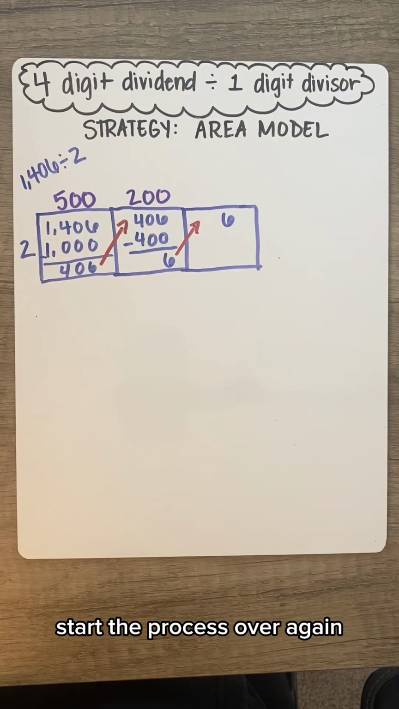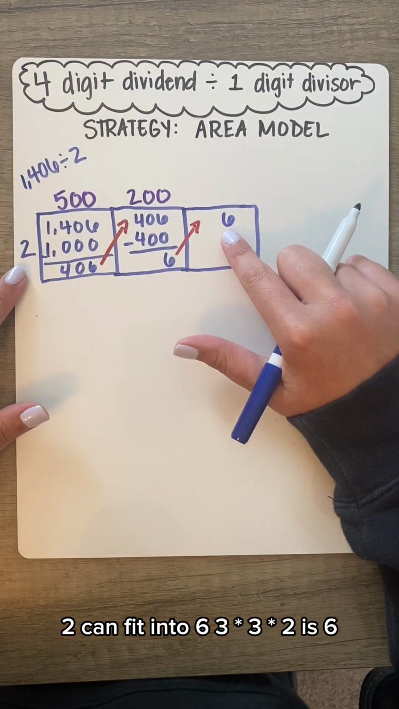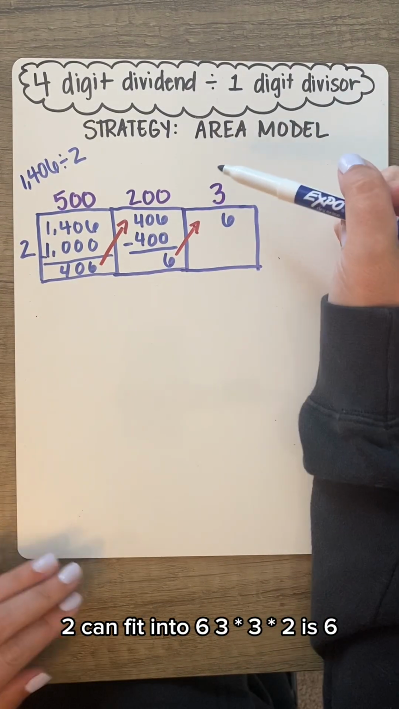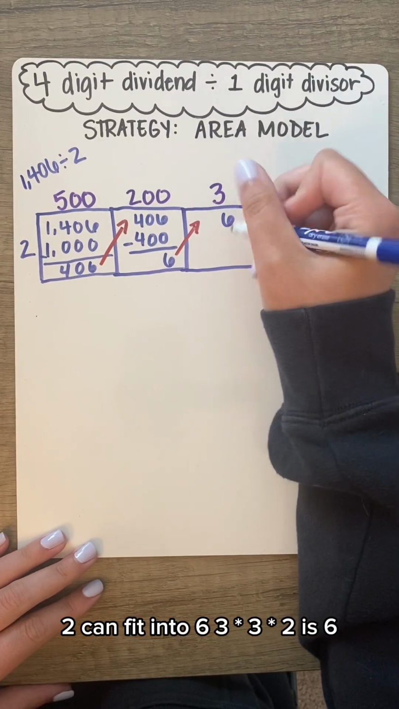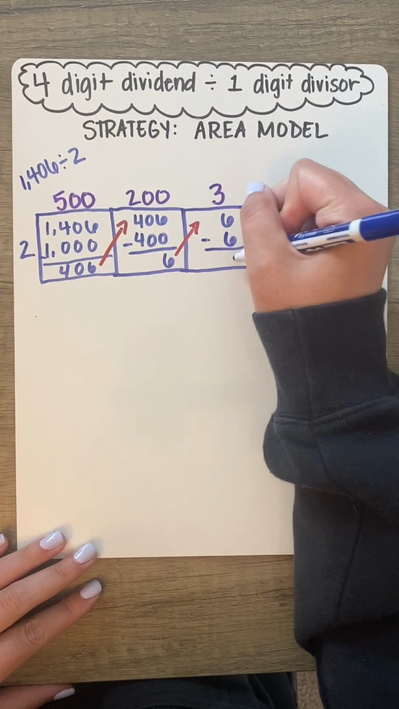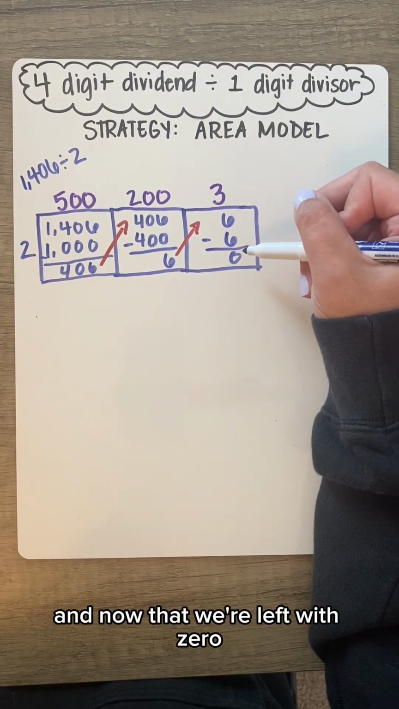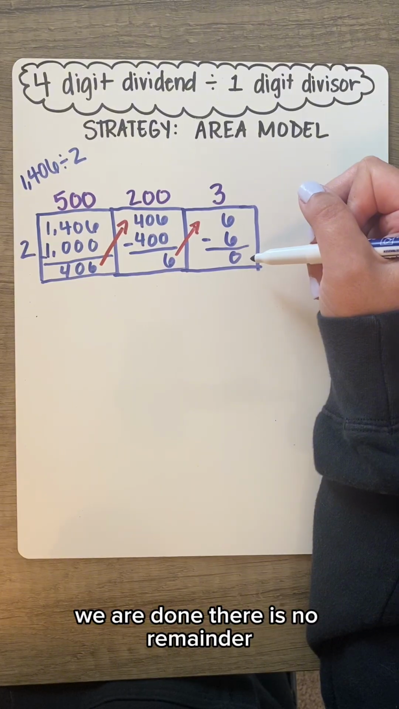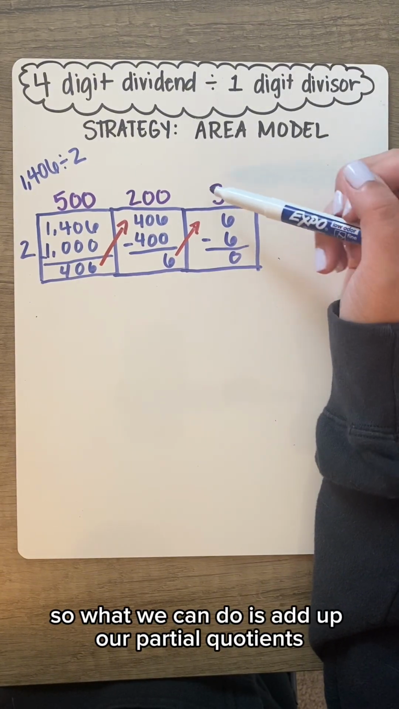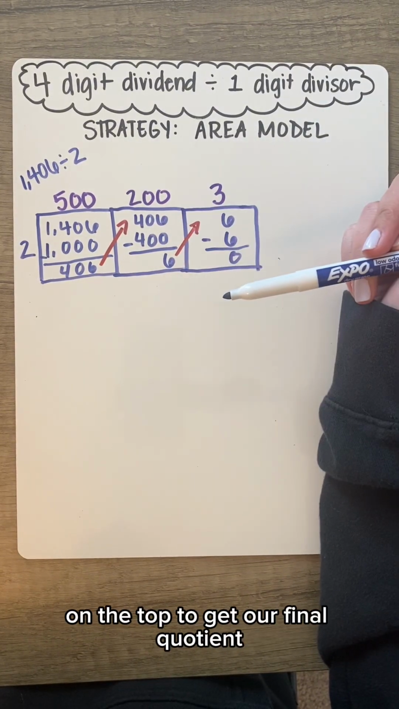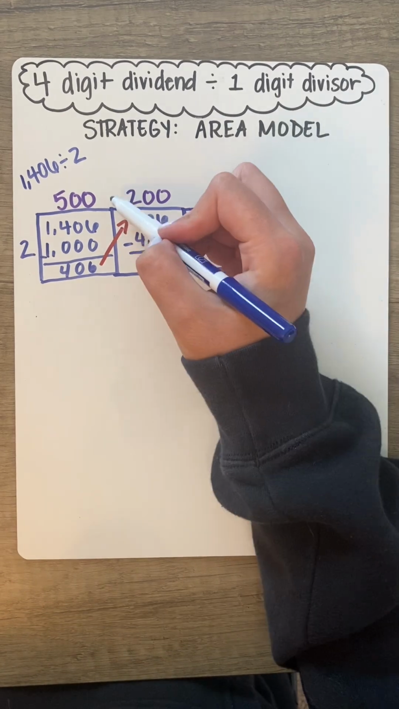Start the process over again. 2 can fit into 6 3 times. 3 times 2 is 6. Subtract. And now that we're left with 0, we are done. There is no remainder. So what we can do is add up our partial quotients on the top to get our final quotient.